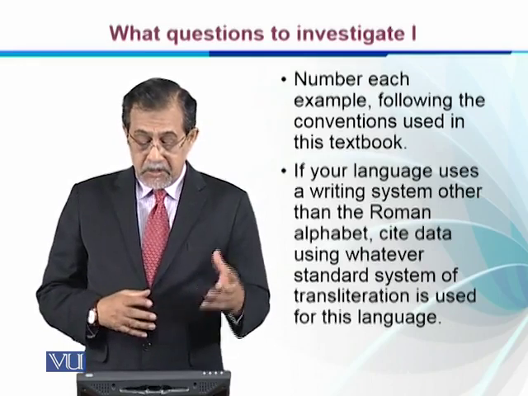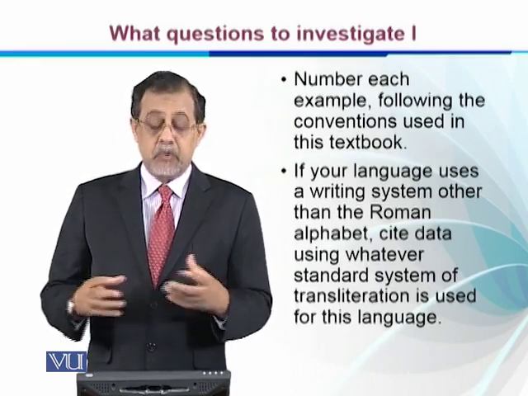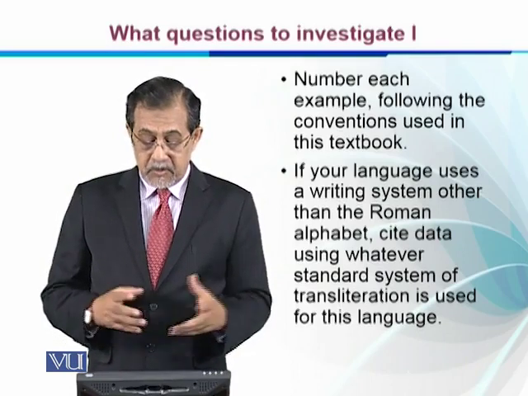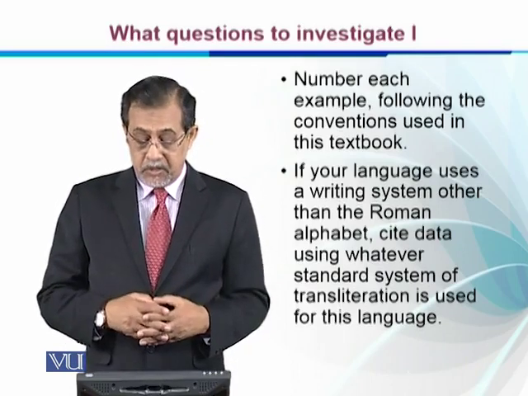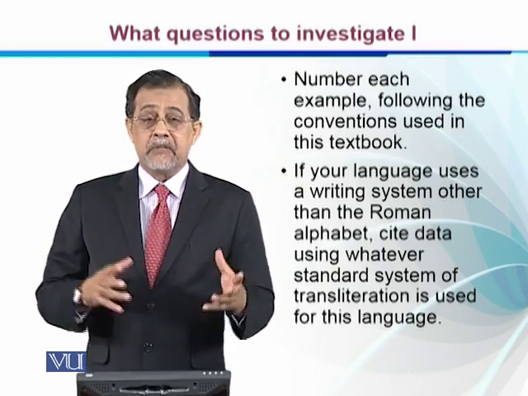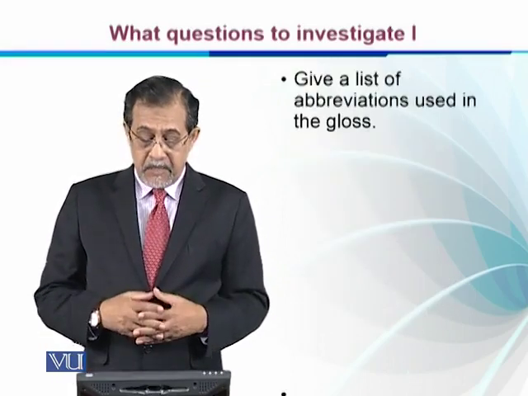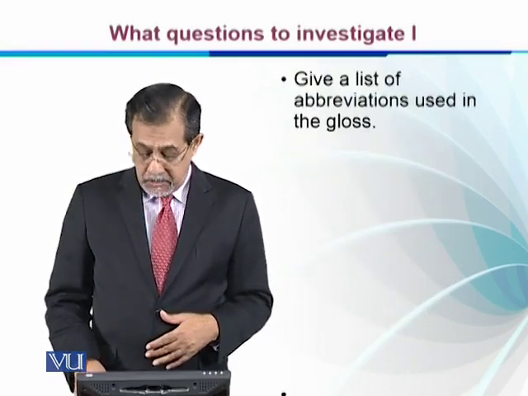If your language uses a writing system other than the Roman alphabet, cite data using whatever standard system of transliteration is used for this language. So the transliteration is very important in this regard. Give a list of abbreviations used in the gloss.